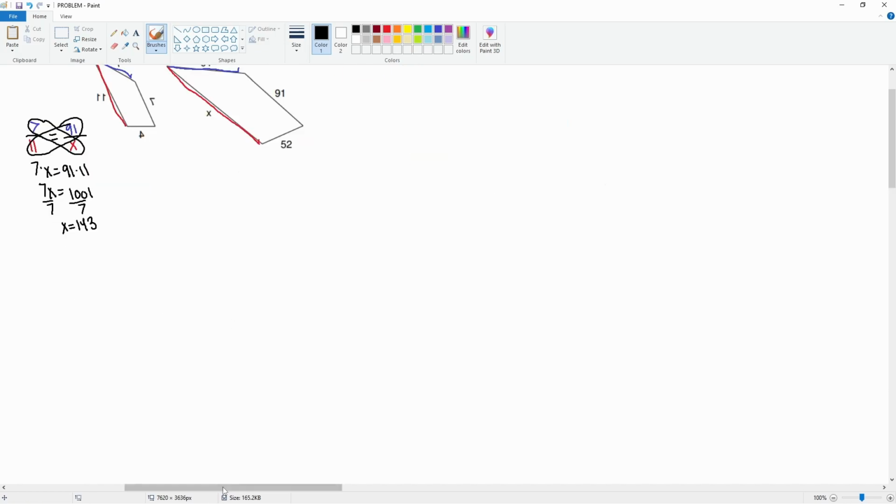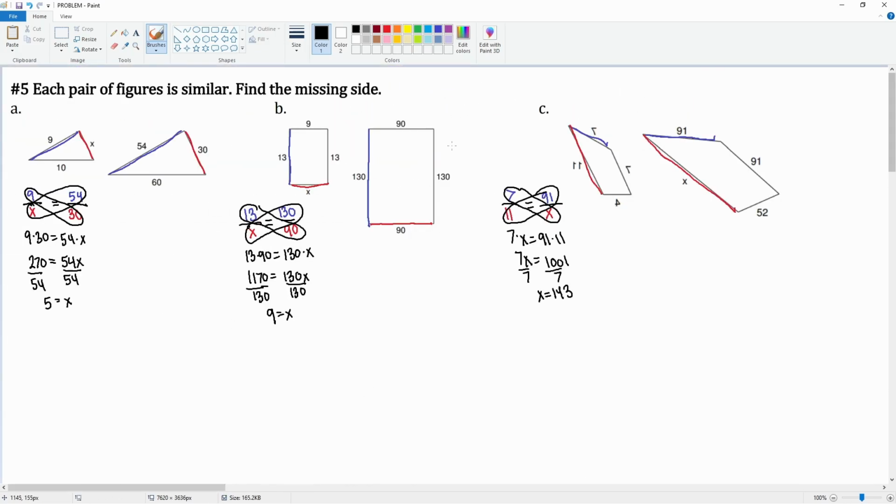Okay, all right, I just want to give you the disclaimer that A and B are very straightforward. You just look at its corresponding sides. But C, remember, you have to orient it first before you set up the proportion and solve.